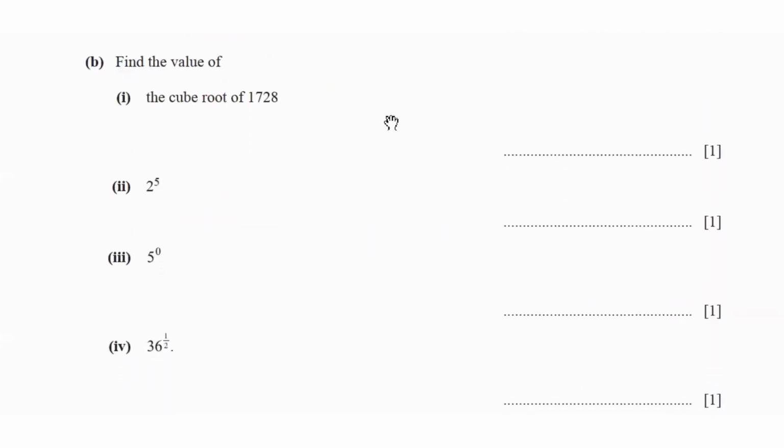Part B says, find the value of the cube root of 1728. So for the cube root of 1728, you just plug this into the calculator, and that's going to give you 12. 2 to the power of 5 is 2 multiplied by itself 5 times, so that's basically 32.